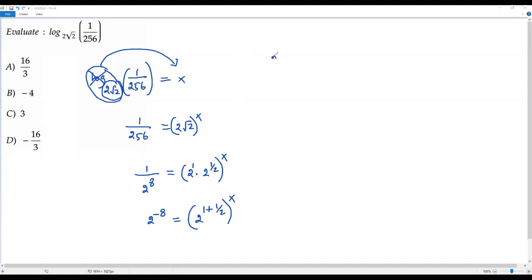Now we have 2 to the negative 8th power equals, and we have to simplify 1 plus 1 over 2. Here we are adding an integer and a fraction. Whenever I add an integer and a fraction, I multiply the integer by the denominator of the fraction, and then take 2 as a common denominator. Let me multiply the integer 1 by the denominator 2. That is 1 times 2 is 2, plus 1. Now we take 2 as a common denominator, raised to the power of x. Now we have 2 to the negative 8th power equals 2 to the power of, 2 plus 1 is 3, that is 3 over 2, raised to the power of x.